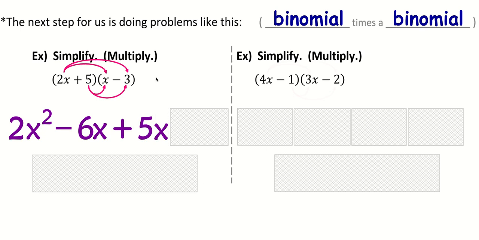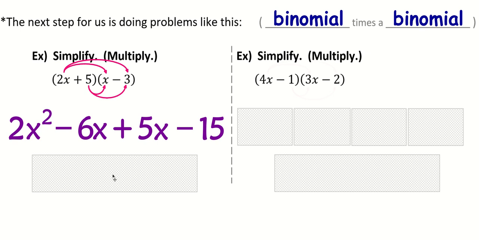5 times x is 5x. Positive 5x, of course. Positive 5 times positive x. And then positive 5 times negative 3 is negative 15. Okay? And that's how we multiply those two binomials together. Just distribute both of these to the other bubble.